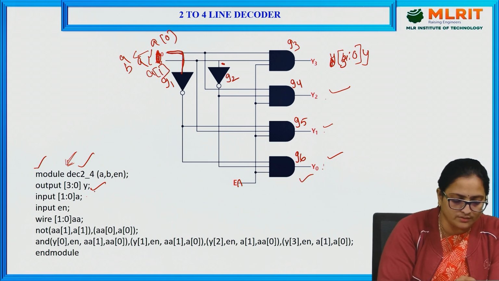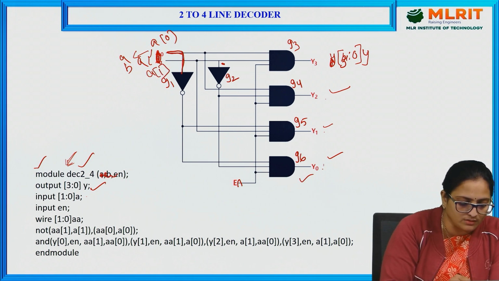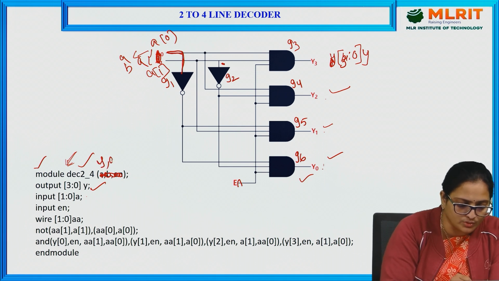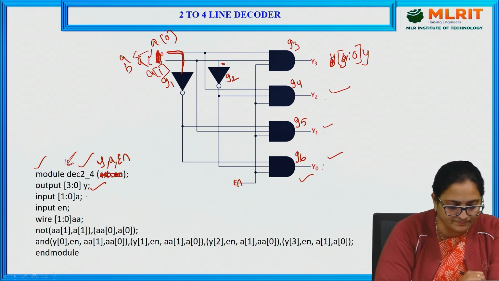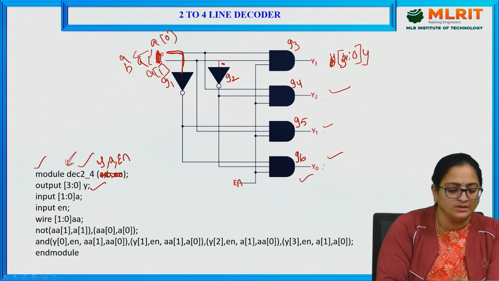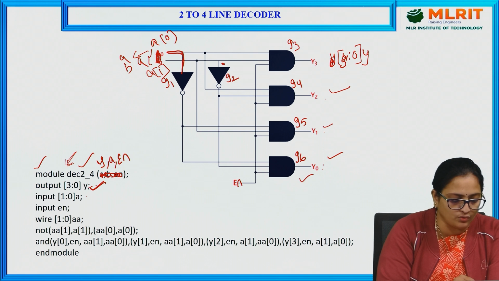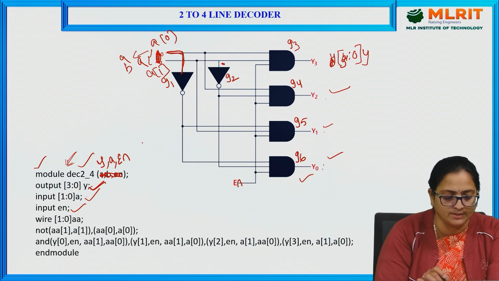So here this module name, output Y, input A, enable pin En. So here outputs have been declared with Y, with a vector 3:0 Y, and input is declared with A of 0:1, 2 inputs, and input enable is declared.